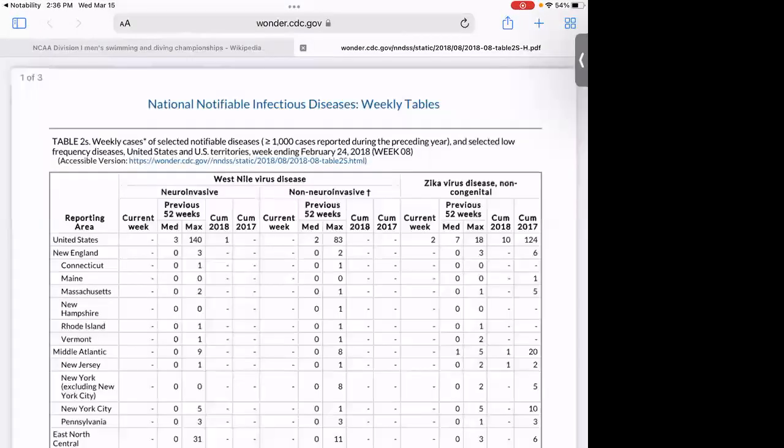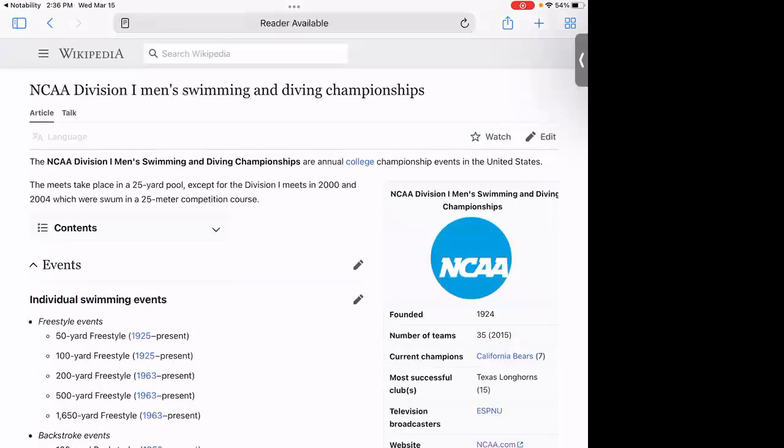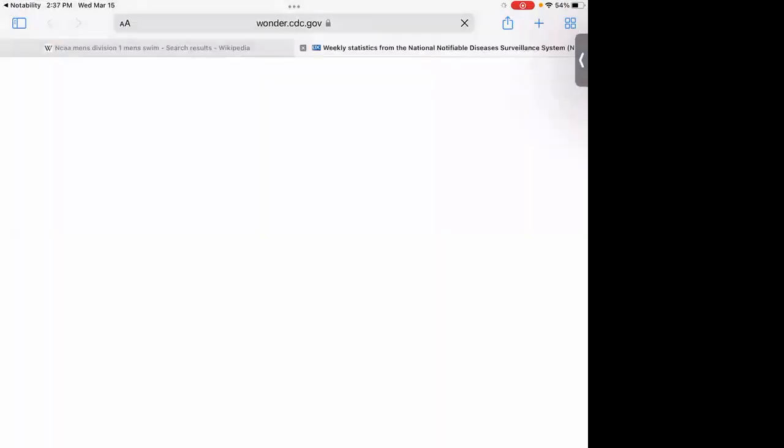Okay, so this is the notifiable disease chart. Whoops, that was not what I meant to do. Sorry, let me try again. I was opening this up and looking at it earlier.